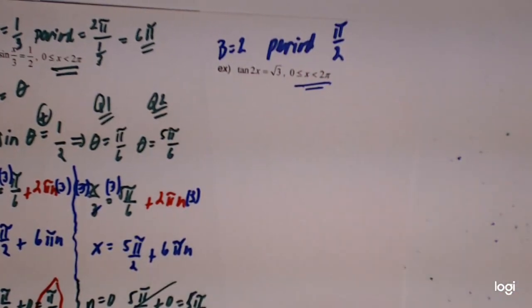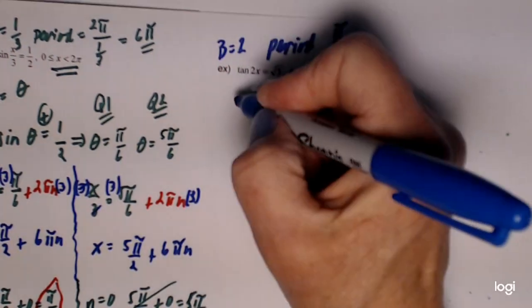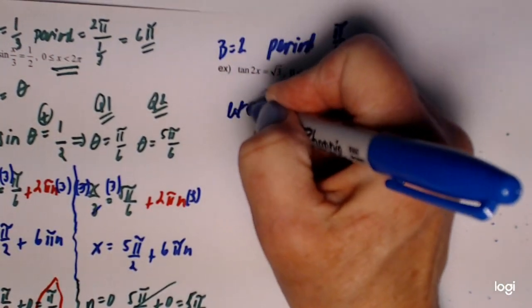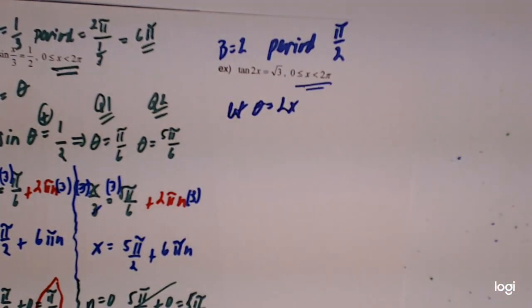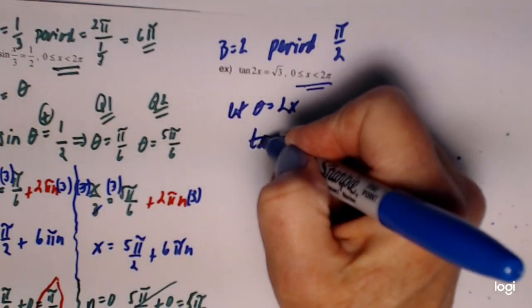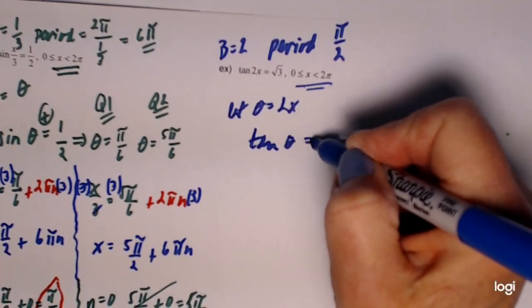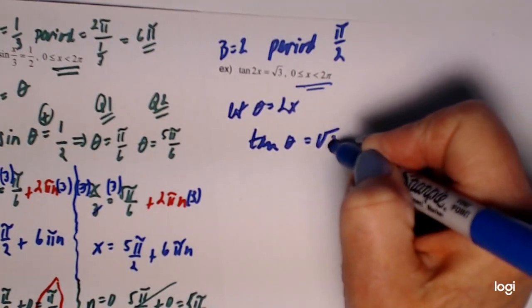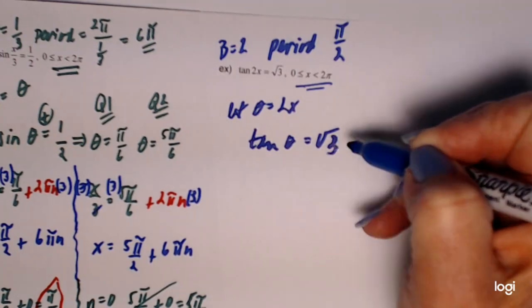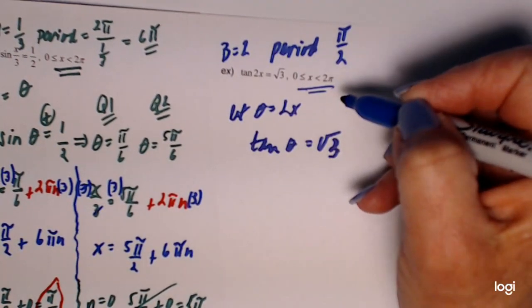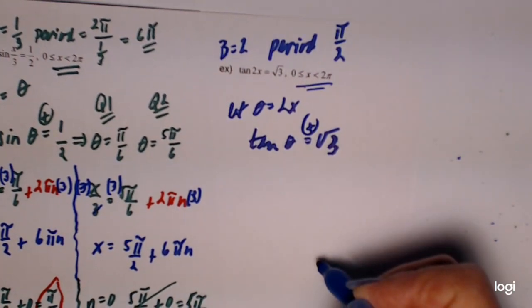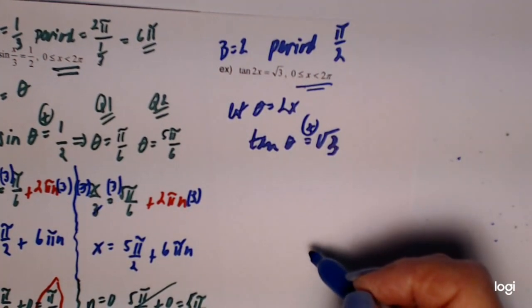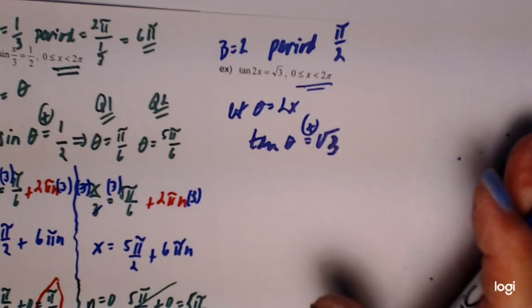So going back here to our equation, I'm going to suggest, let's say that theta is 2x. So we're just simplifying what we're solving for. So we're looking at the tangent of theta is equal to the square root of, whoops, I said square root of 2, square root of 3. And again, this is positive. So we're going to be looking for angles from our first quadrant.